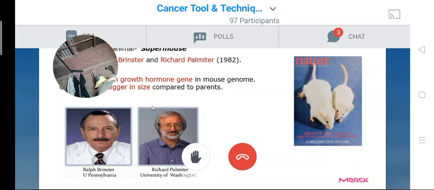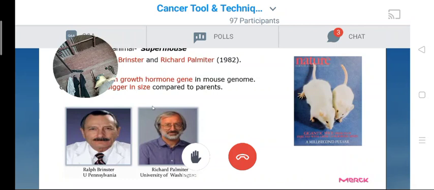You can see the phenotype is the growth of the body. The transgenic mouse is bigger than the parents because of the gene which they have inserted. They have inserted the human growth hormone gene. So what this gene does is it produces human growth hormone inside the mouse, and because of that, the mouse is bigger than the parents. Right? This was the first transgenic mouse model.